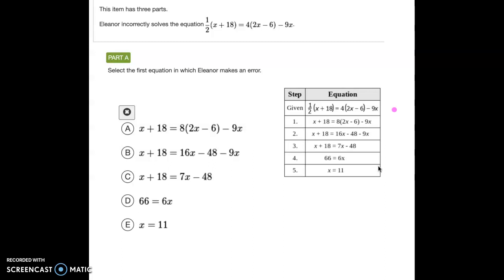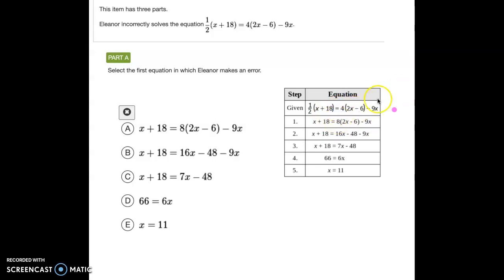So Eleanor looks like she tried to multiply both sides of the equation by 2. So if we look at step 1 here, if she multiplied this left-hand side of the equation by 2, you would make a giant 1 to get rid of that fraction, and you would just have x plus 18 left. So that part is good. On the right-hand side, we would need to multiply the number outside the parentheses by 2. So 4 times 2 is 8.